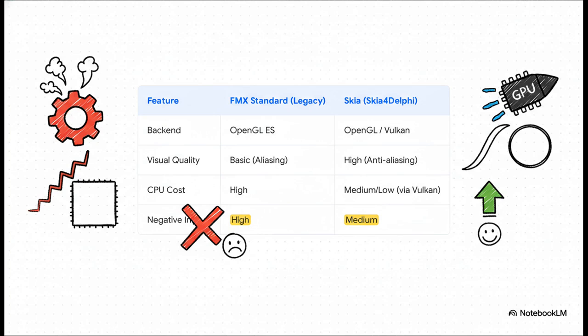On the left, you've got the classic legacy FMX renderer. It gets the job done, sure, but it's old school. It runs on OpenGL ES, it's pretty heavy on the CPU, and you get those kind of jagged, pixelated edges on things. Its overall negative impact on performance is rated as high. But now, look at the right. This is Skia. We're in the big leagues now. This is the same graphics engine that powers Google Chrome and Android's native UI. It can use modern backends like Vulkan, which are way more efficient and talk to the GPU with much less CPU overhead. The visual quality is just gorgeous, smooth as silk. And because it's so much more efficient, its negative impact is way lower.